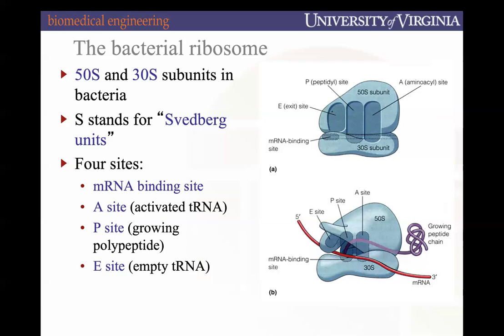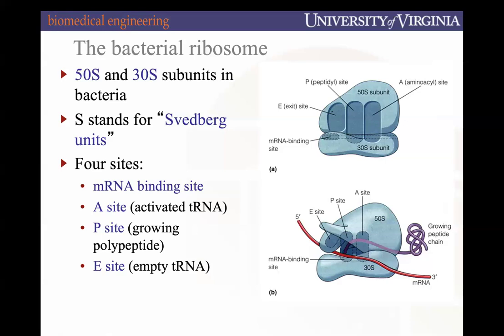One is the mRNA binding site. That's where the mRNA is able to slide in and be available to the ribosome complex during the process of translation. When we look at the ribosome complex, when the small subunit and large subunit are together, there are 3 specific domains that you can see in the top image here. They're called the A site, the P site, and the E site.